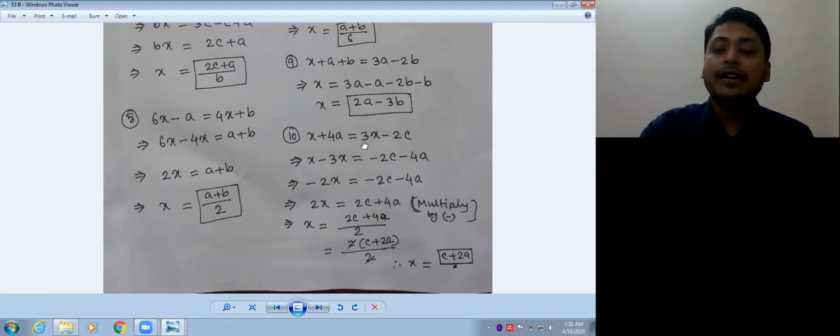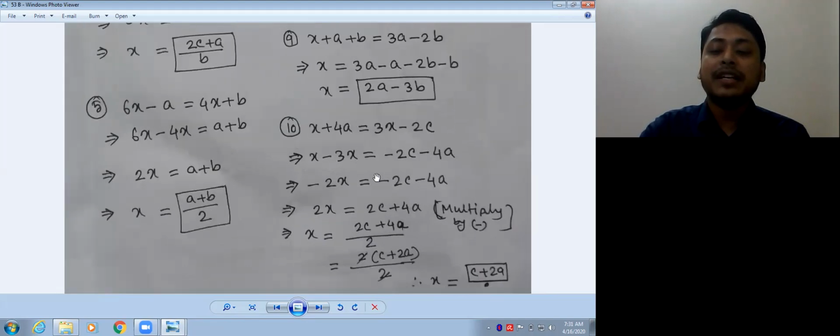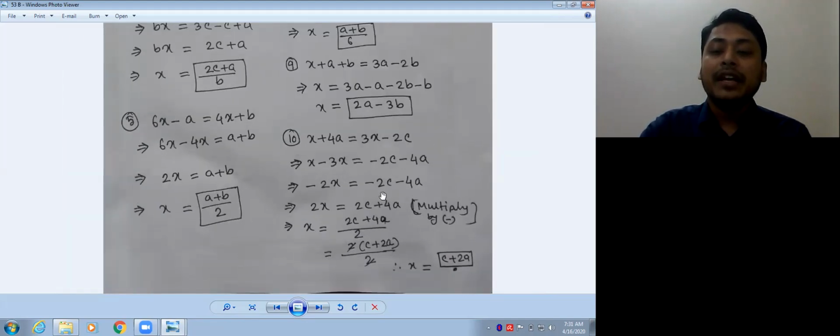Okay. The last and final math, this is number 10. It's a very easy, a little bit different math. x plus 4a equals 3x minus 2c. Here we can see that the x term is also on the right hand side. So take this to the left hand side. We took it, that's why this sign has been changed: minus 3x. So x minus 3x equals minus 2c minus 4a. It was plus 4a, it has been minus 4a.